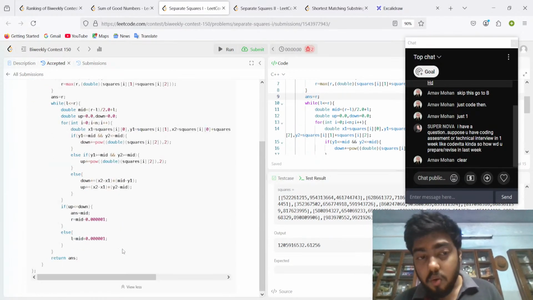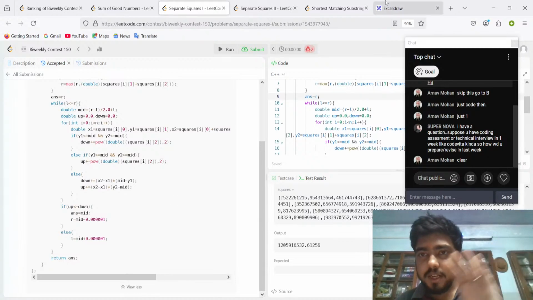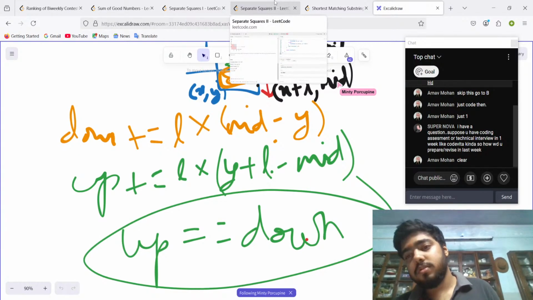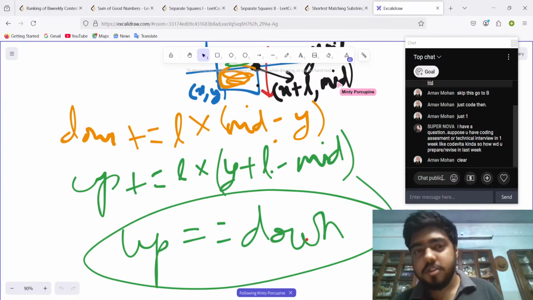Is the whole code clear according to the explanation that I just went through? If it is clear, then I'll move on to the third question, which even I haven't solved.